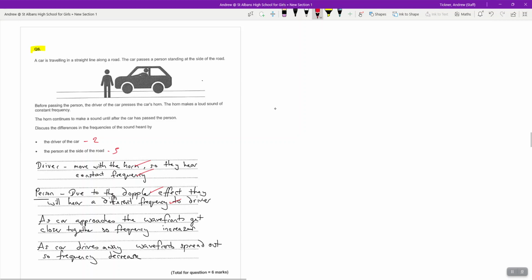Now, if we think about marking points, each of these two sentences contains two marking points. One is talking about what the wavefronts are, and two is drawing a conclusion. So there's two marking points there.